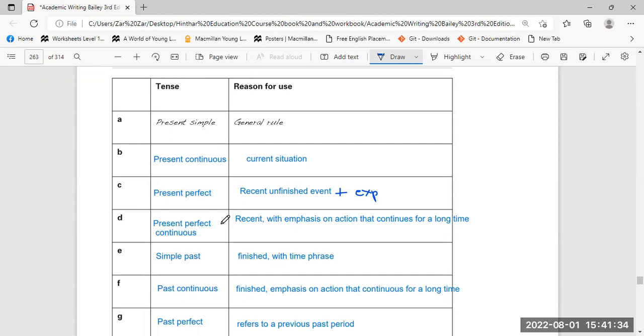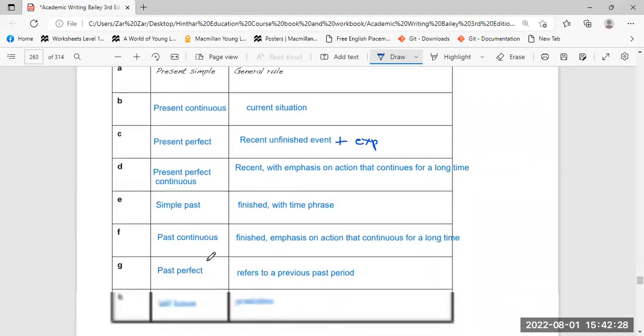And for present perfect continuous tense, we use it for recent actions that continue for a long time. For example, I have been teaching English for 5 years. So this is present perfect continuous tense. You guys have been learning the higher diploma course for 2 years like that. So we use present perfect continuous for the action that talks about the thing we have been doing from the past till now.